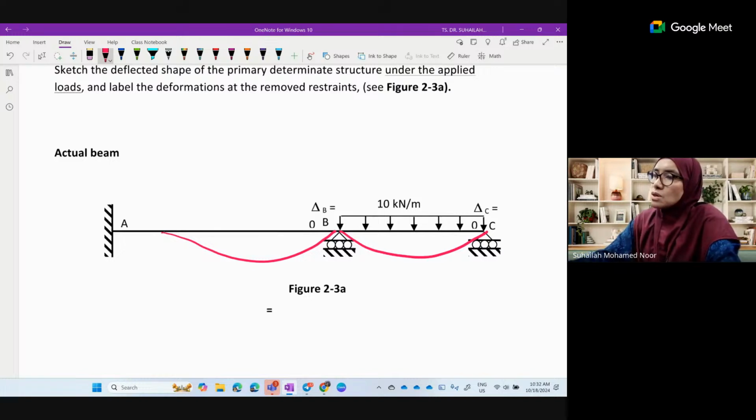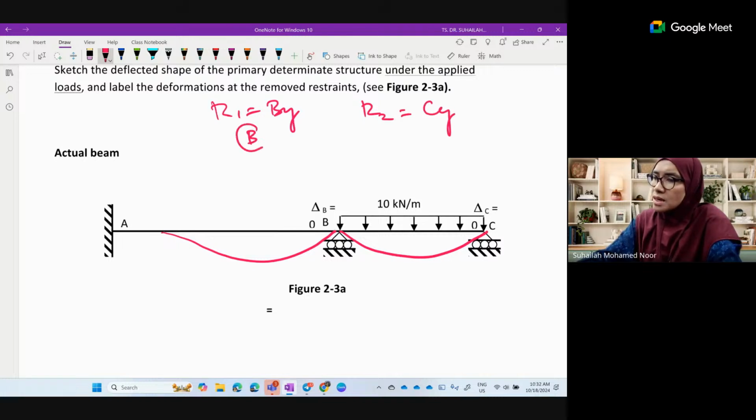Okay, so since compatibility equation is come from deflection. Deflection at redundant position. Tadi redundant 1 kita BY. Redundant 2 is CY. So position dia dekat sini occur dekat B, ini occur dekat C. This is the position. So kita akan mark displacement at position B and at position C.